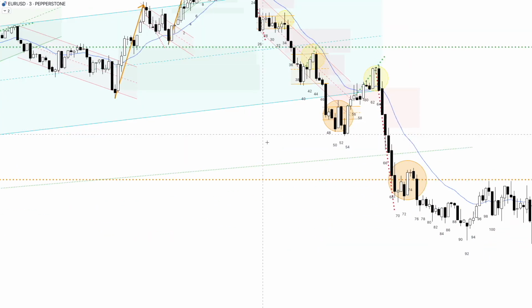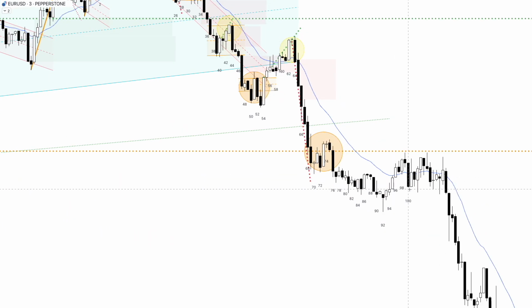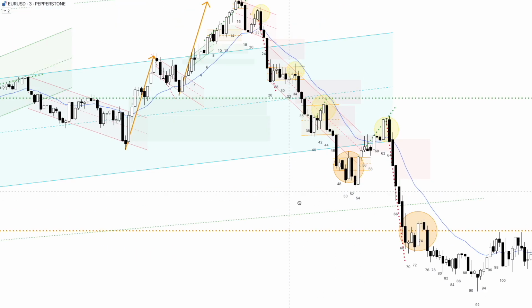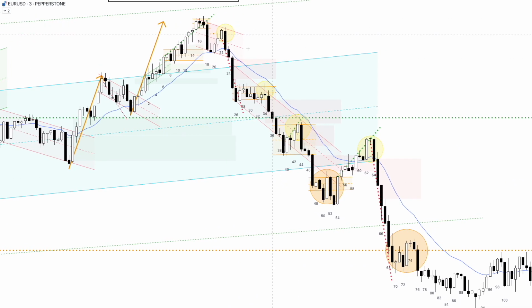And if you held last night, you would have had a really great trade. You would have been able to hold the whole night down to bar 100. So that would have been a great one.